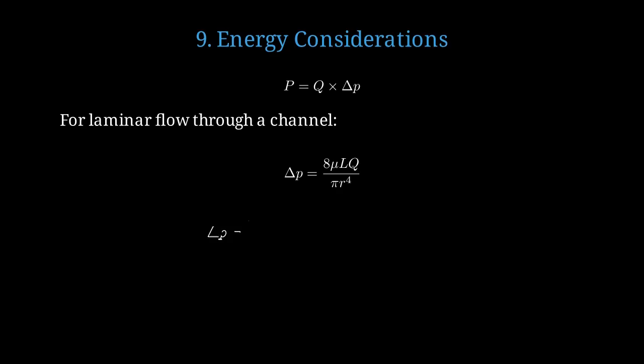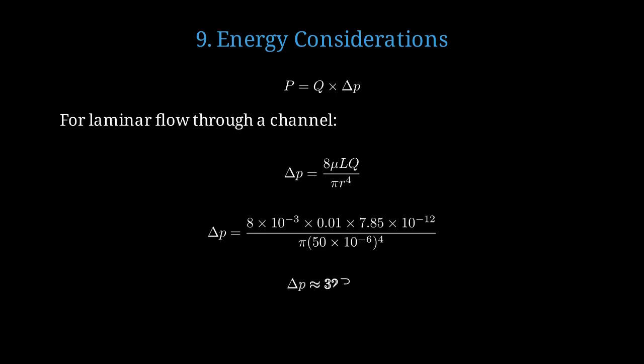is radius. Substituting our values for a 1 centimeter channel, we get 8 times 10 to the negative 3 times 0.01 times 7.85 times 10 to the negative 12, divided by pi times 50 micrometers to the 4th power. This gives us a pressure drop of approximately 32 pascals, which is quite small.